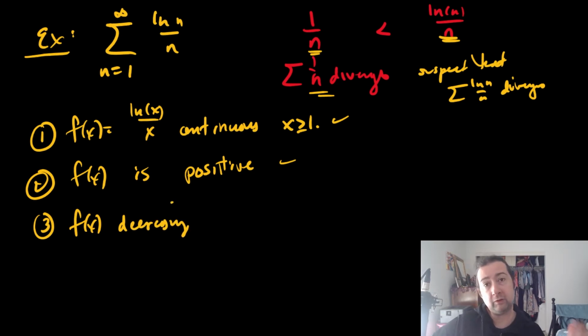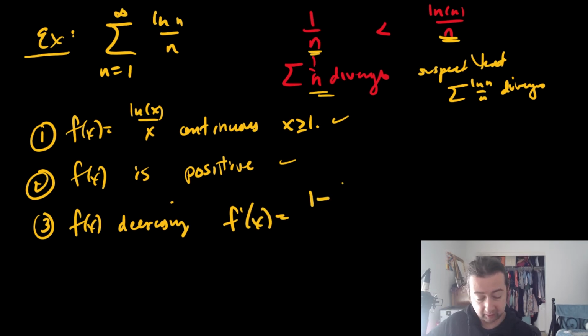To show that f of x is decreasing, the typical way we do that is we're going to use the derivative. So a function decreases if it has a negative derivative. So if I compute f prime of x, I'm going to end up with 1 minus the natural log of x over x squared. The bottom of that function is always positive.